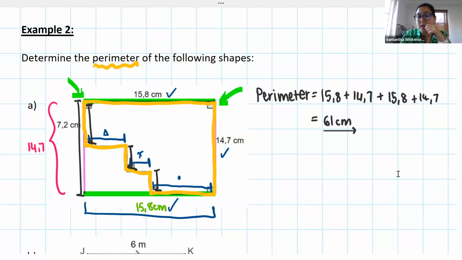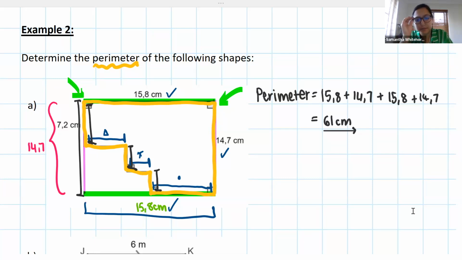Alrighty, so if there's any questions, now's the time to raise your hand and ask. Otherwise, let's take our screenshots and then we're going to have a look at another one. Yes, remember today we are doing perimeter. I said earlier that we will only start area on Monday.